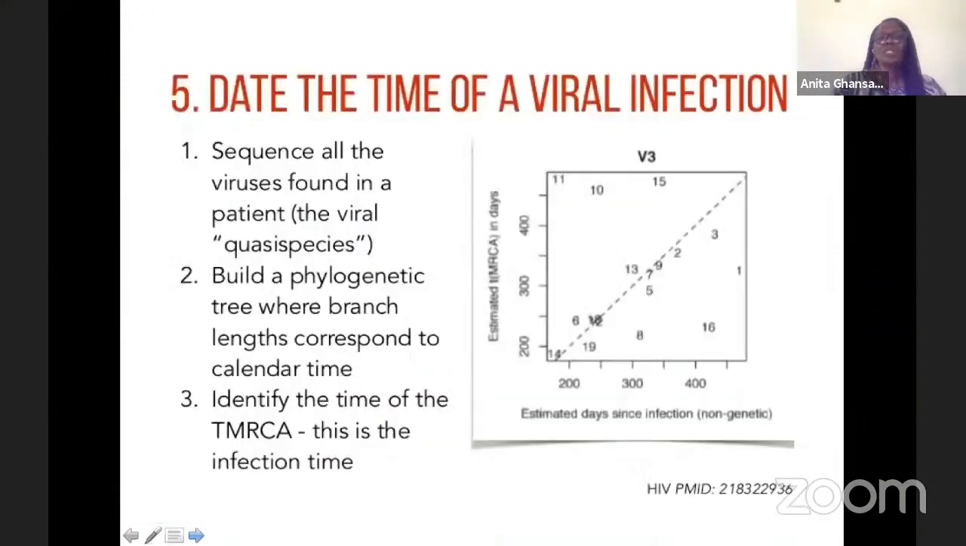Now, we can also date the time of viral infection or any other infection. With sequence data from viruses in a patient, we build a phylogenetic tree where branch lengths correspond to calendar time and identify the time to the most recent common ancestor. And this is the time of the infection. And this is normally a coalescent model. And there are different coalescent models that are used to determine the time since the most recent common ancestor, or the time of the infection.